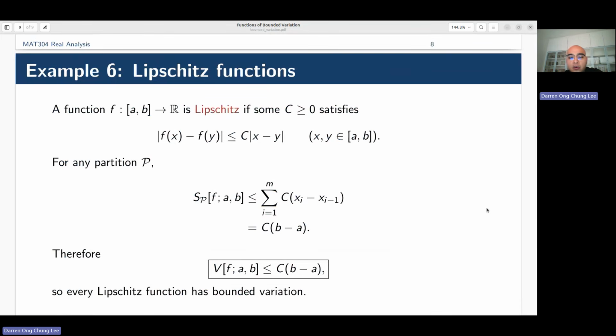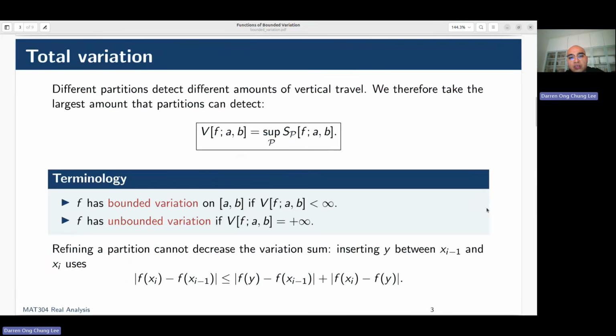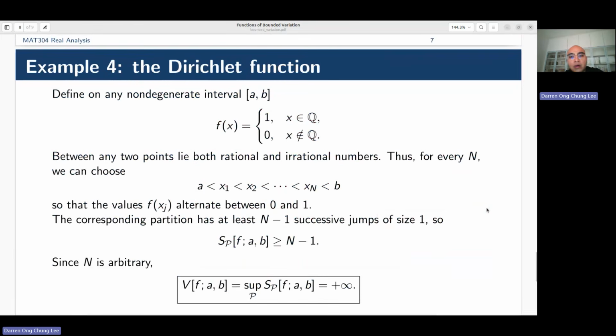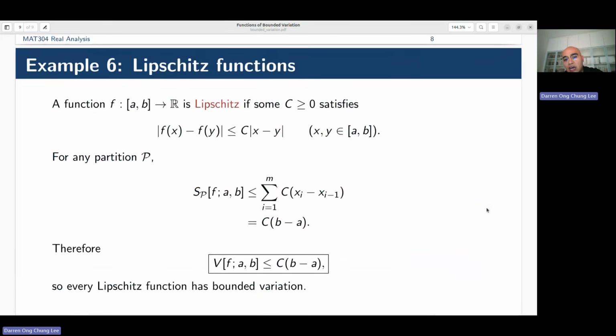So of course, we don't exactly know what the variation sum is, so we can't tell what the variation is, but since all the variation sums are less than or equal to c(b minus a), when we take the sup, so don't forget, the variation is just the sup of all these S_Ps, but if all the S_Ps are less than c times (b minus a), the sup must also be less than or equal to c(b minus a), which is a finite number, right? So this means that our Lipschitz function is of bounded variation as well.